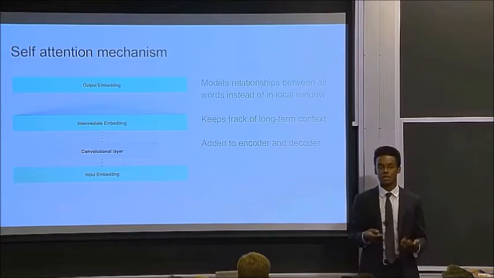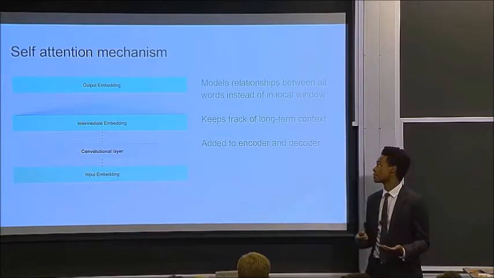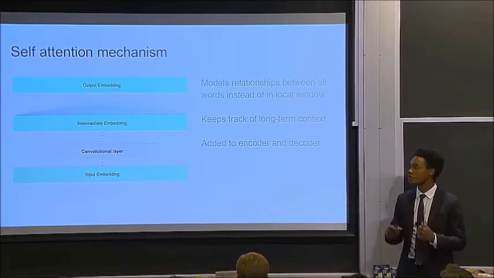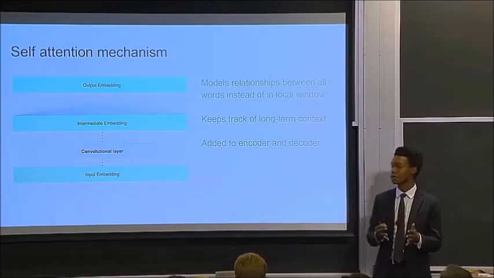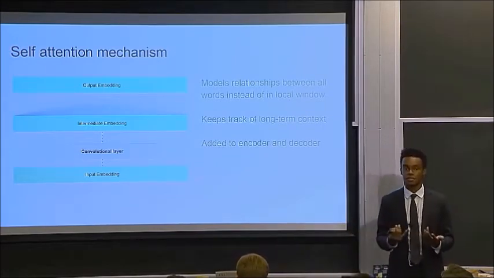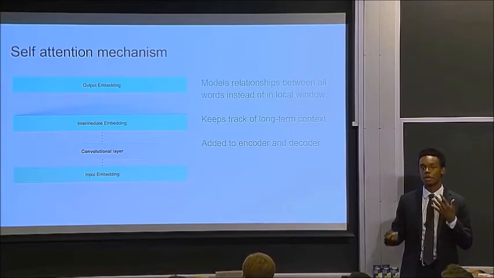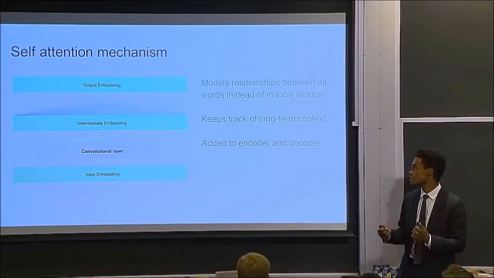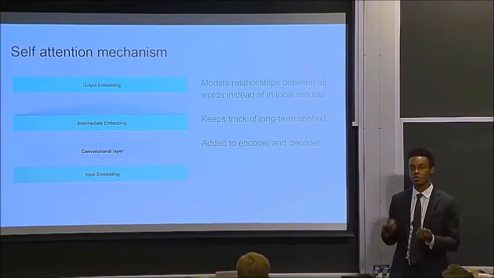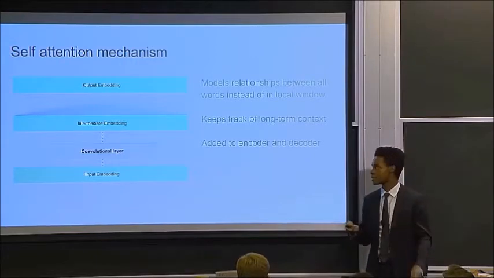So we also investigate the usage of what is called a self-attention mechanism. So this works by modeling relationships between every single pair of words instead of just within a local window. And so there are two main advantages to this. First, it allows the model to embed long-range context into its generations, and it also allows the model to understand linguistic and grammatical or conceptual relationships between words.